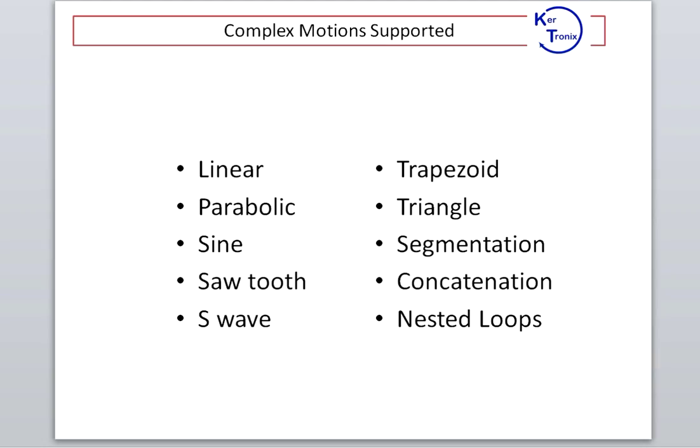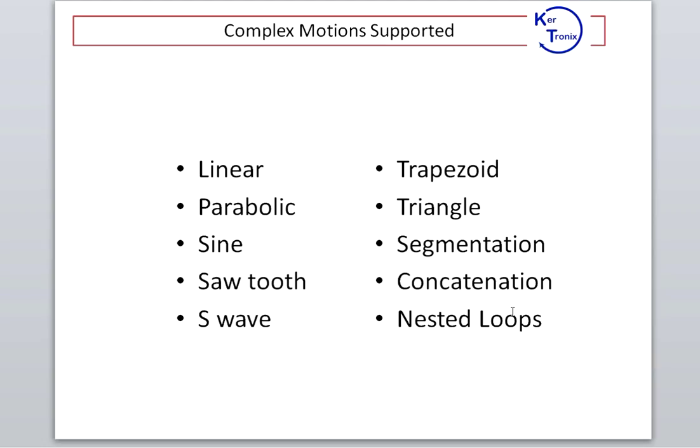Before we move on, I would like to discuss segmentation, concatenation, and nested looping. These are three very powerful features of this tool. Segmentation allows the creation of separate independent motion curves, and concatenation allows the construction of custom motions into one profile, creating a serial chain of continuous motion segments. This is how we build a custom profile using these two features.